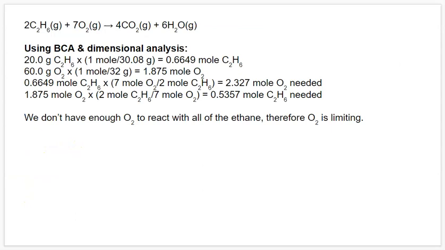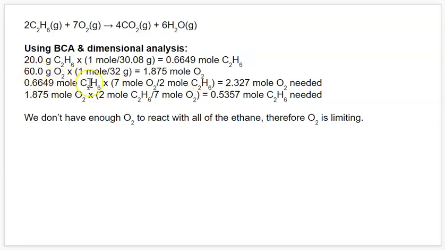So using BCA and dimensional analysis, I start with my 20 grams of ethane, C2H6. I divide by its molar mass and I get its moles. I do the same thing for my other reactant, so my 60 grams of oxygen, I divide by its molar mass. And now I have my moles of my two reactants. And like we did in the last video, where we figured out how much of the other reactant we would need to react with all of it to figure out who's going to run out first. That's what I do down here.